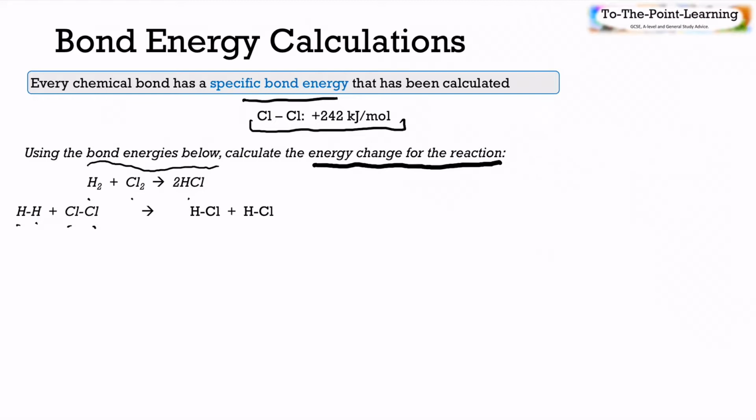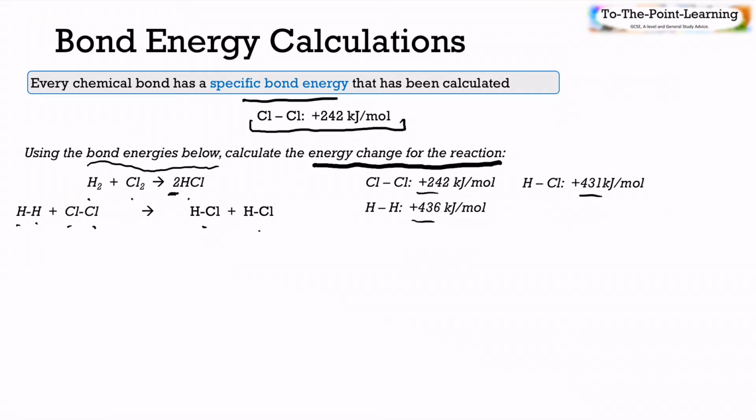And then also here we need to note that we've got two molecules of hydrogen chloride. So therefore we've got two here. And we need to know that, and we'll see why in a minute. Now the bond energies for these are here. So we've got a chlorine bond, which has that bond energy, hydrogen bond with its corresponding bond energy, and then a hydrogen chloride bond.